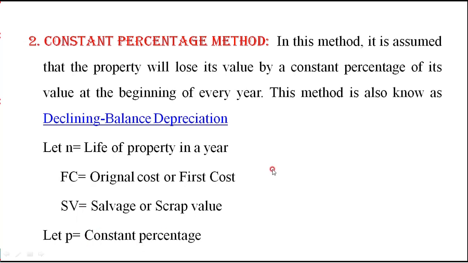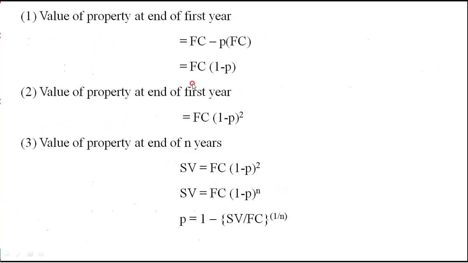As I said, how we are going to arrive here: we take that there is a constant percentage of value at the beginning of the year, right? So the property is going to lose its value by the constant percentage. This constant percentage is P, and that P we are going to use here. So that is FC minus P into FC, that is FC into 1 minus P, because we are going to take this FC outside. So it is FC into 1 minus P.